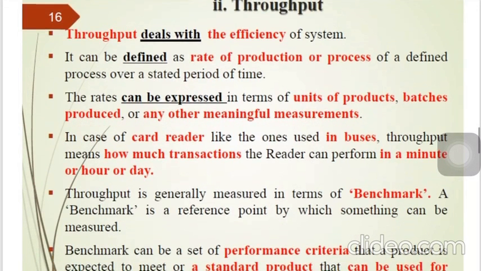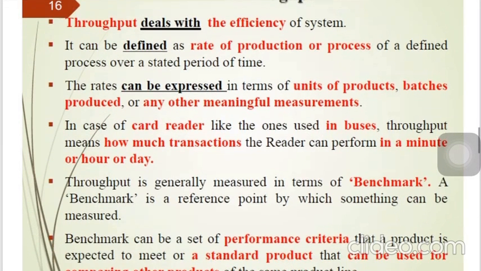Okay, so throughput is generally measured in terms of a benchmark. A benchmark is a reference point by which something can be measured, right? So it is not that if we decided the throughput is 100, every time it is giving you 100. It is a benchmark we have decided, 100, but sometimes it may give you 99 or 98 as output, like a printer, right? It may give 99 or it may give 102, something like that. So based on that particular benchmark we decide about the throughput.